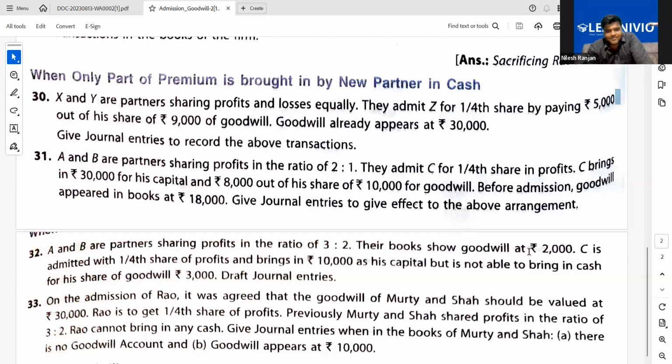Yes, sir, done. Okay, tell me the answer. A capital account debit, B capital account debit, to goodwill account. Okay, A capital account debit, B capital account debit, to goodwill account.